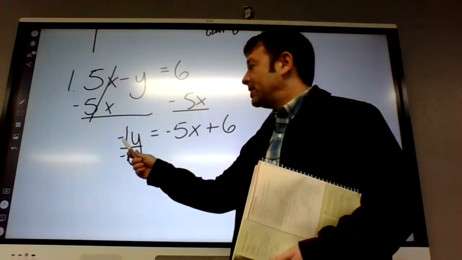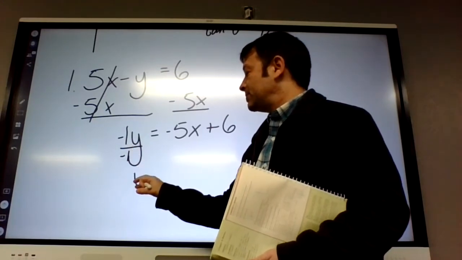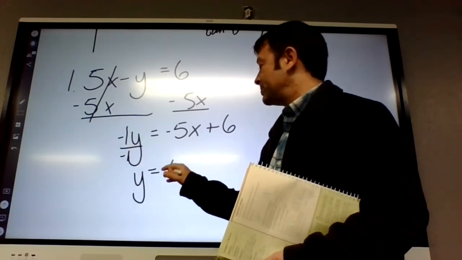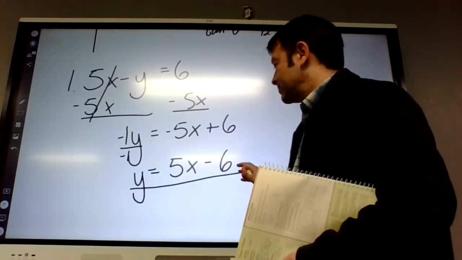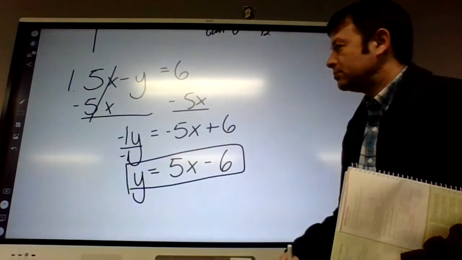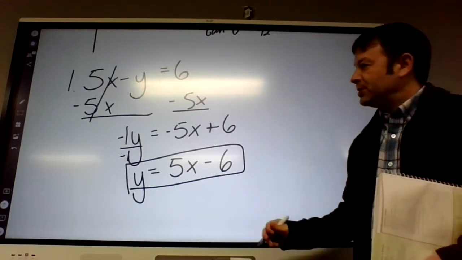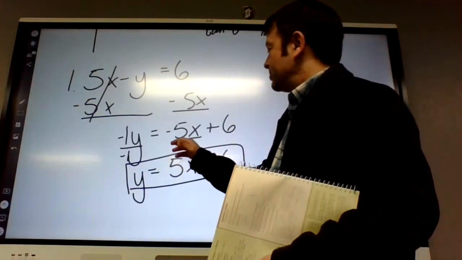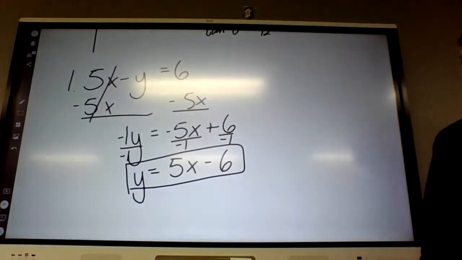Because negative 1 times negative 1. All it does, though, is switch the signs. We just need to switch all the signs. So it's positive y equals positive 5x minus 6. That's it. I do not remember. Usually we divided the number on the y, so in this case it would be like dividing by negative 1.